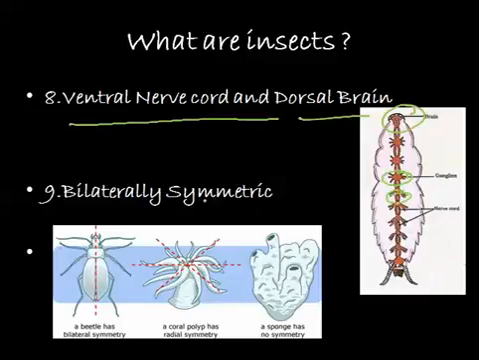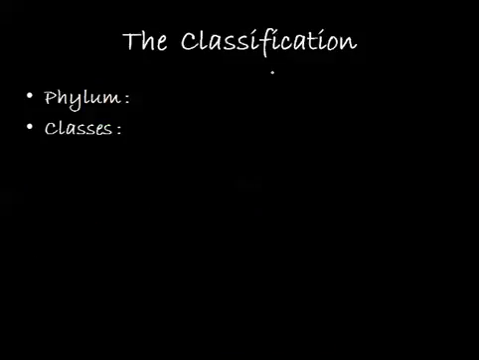The last characteristic which we see in this particular phylum is the symmetry of the body. Here you can see the body is very symmetric. In other cases, you see in the coral it's radially symmetric. In sponge it's not symmetric. And in the case of insects, the body is symmetric on both sides. This is an important characteristic of this particular phylum. Now, classifying this particular phylum, it is phylum Arthropoda.